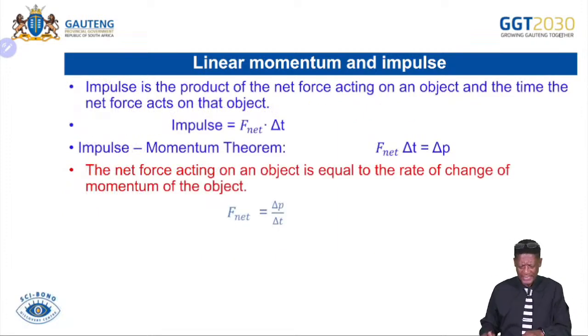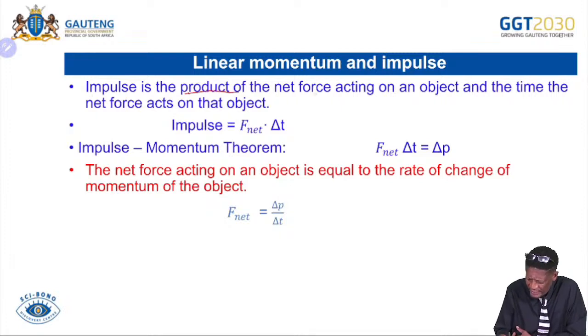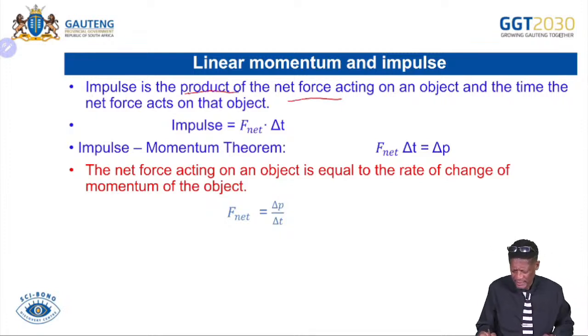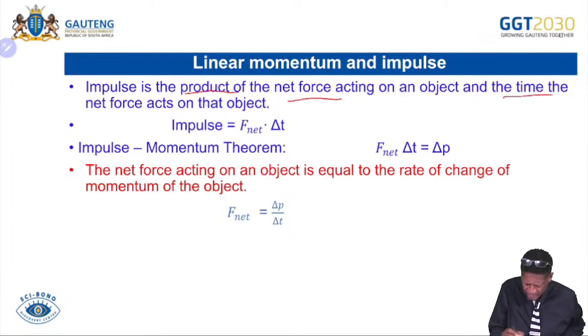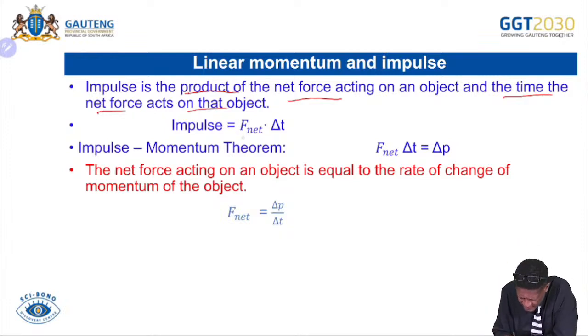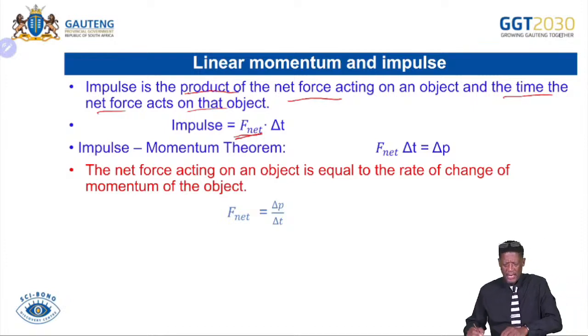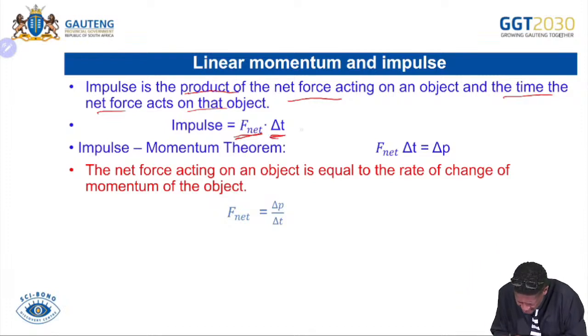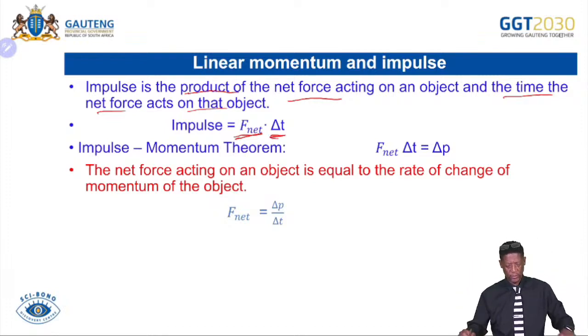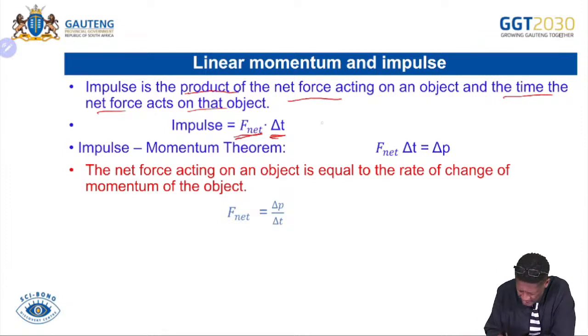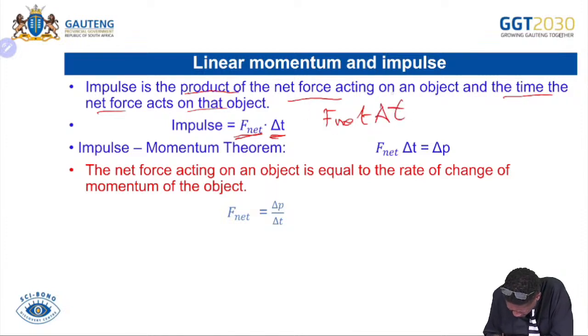What is impulse? Impulse is the product of the net force acting on an object and the time for which the net force is acting on that object. Right? At that time, the force is acting on that object. So, impulse is always F net delta t. This is impulse. We're talking about impulse.